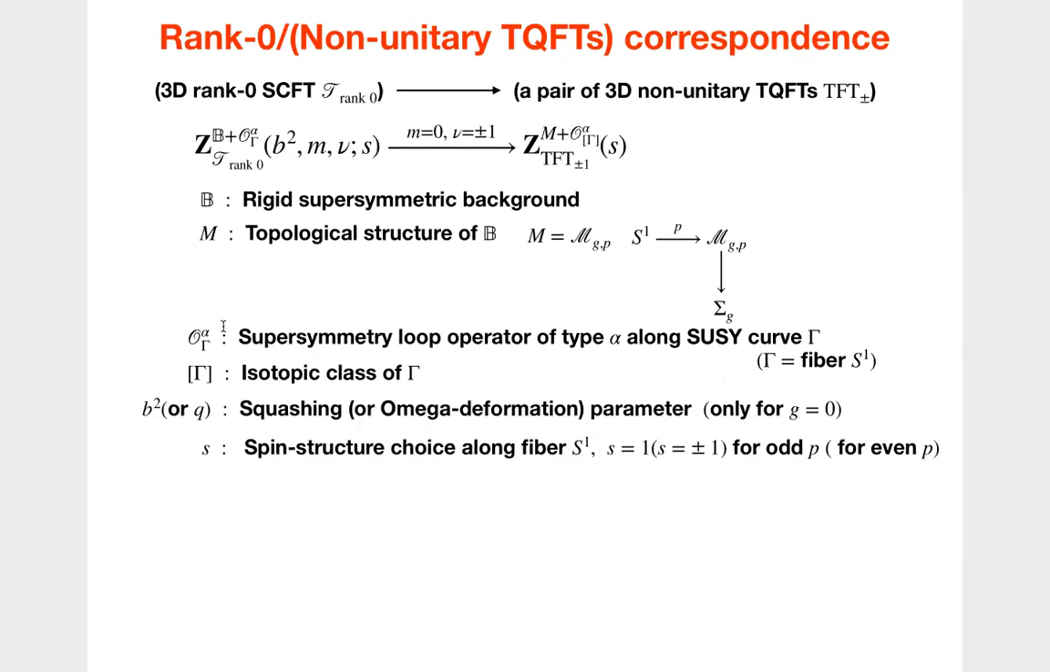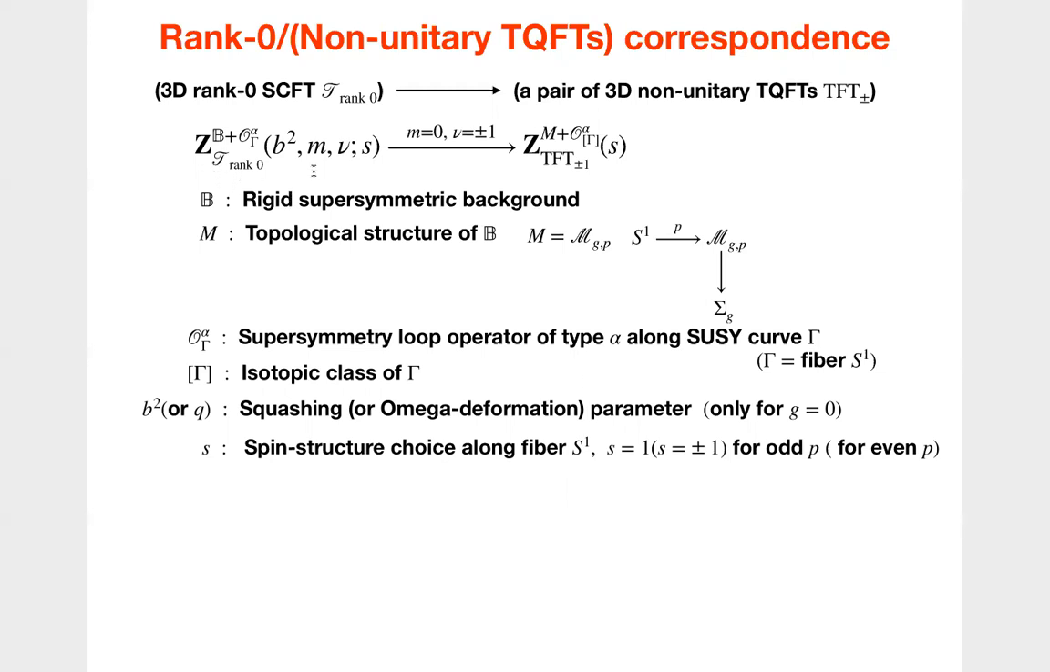This supersymmetric partition function also depends on the squashing or Omega-deformation parameters when the genus of the surface is zero, so we can introduce these kinds of parameters. What we are claiming is that in this limit the squashing parameter dependence will drop out, because it is a topological theory. This squashing parameter enters some component of the metric of the supersymmetric background, so in the topological limit this dependence will drop out.